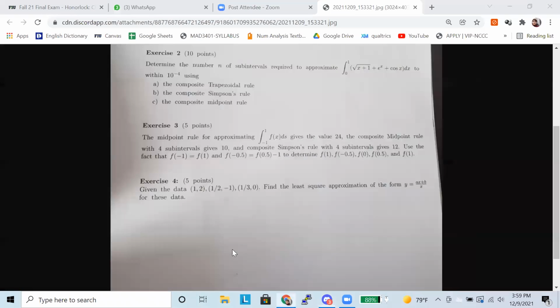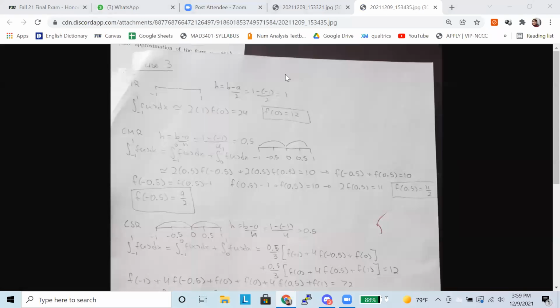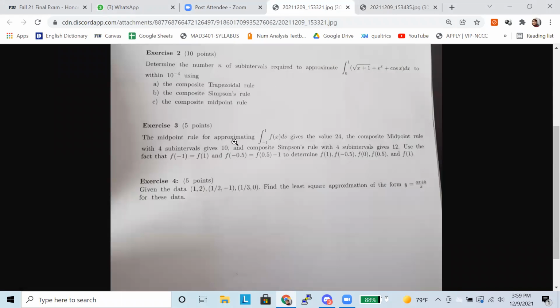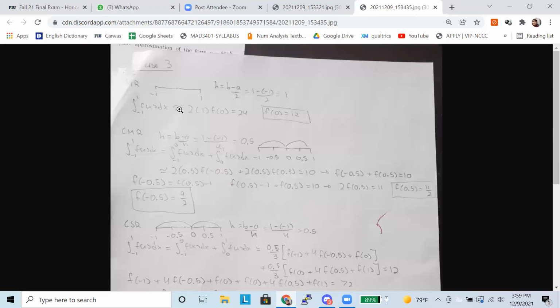Okay, so this is for exercise 3, right? So for the midpoint rule, H is pretty straightforward. And wait, okay, this is composite. Actually, it depends, because I think at the beginning it said the midpoint rule, not necessarily the composite one, and then the composite midpoint rule. So the first one is just the midpoint rule, not composite. So your H is just B minus A, so it's just 1.